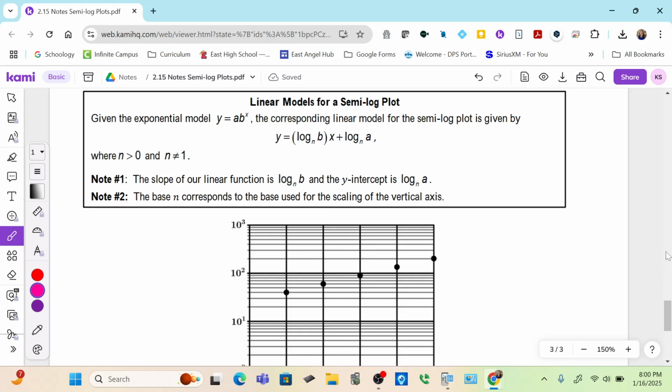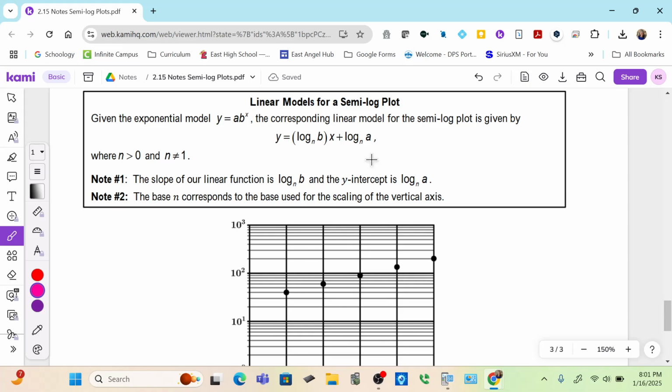So given the exponential model, y equals a times b to the x, we can write a corresponding linear model for the semi-log plot. For the rate of change, that constant ratio, the b, we're going to do log base n of b. That value that is causing that constant change also becomes our slope. It's the log that comes in front of the x. And then the initial value, the a, is our y-intercept, or our vertical intercept, but in this case we're going to say log base n of a.